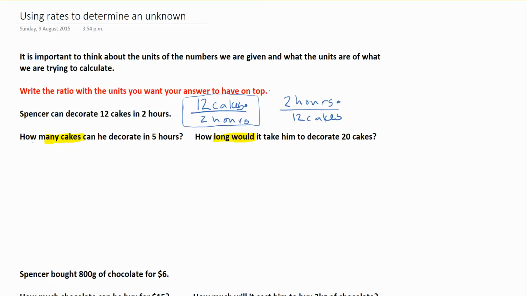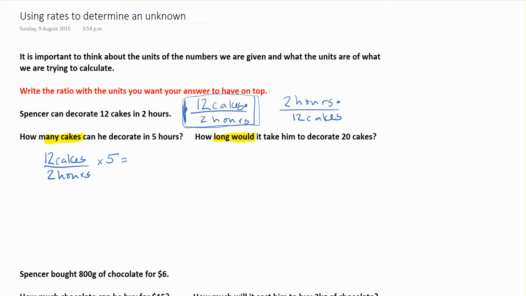So, how many cakes? Well, that means my answer needs to be in cakes. I need to know how many cakes. So I'm going to use the rate, this one here, where I have cakes on top. So I know that he can do 12 cakes in 2 hours. And I'm curious how many he can decorate in 5 hours. So if I times that, I should get my answer.